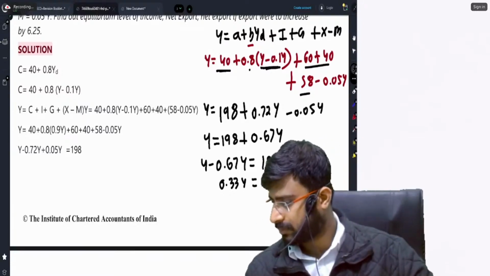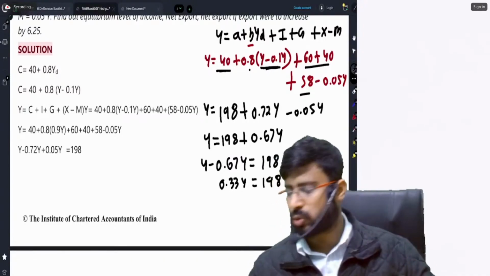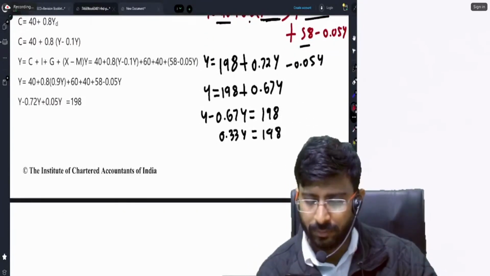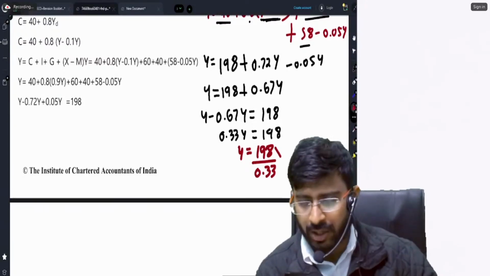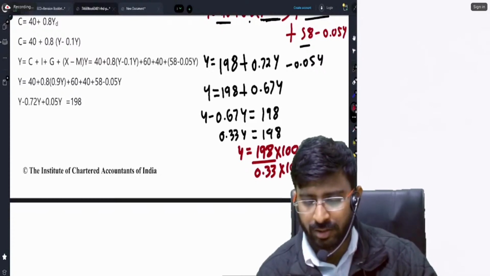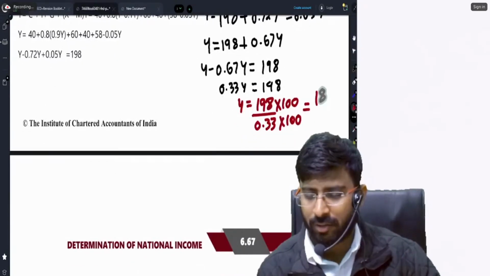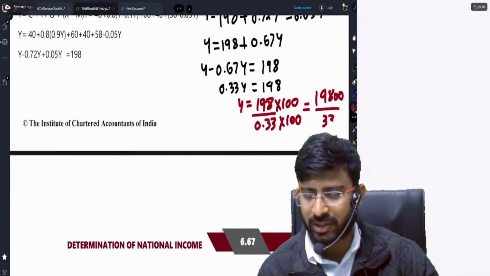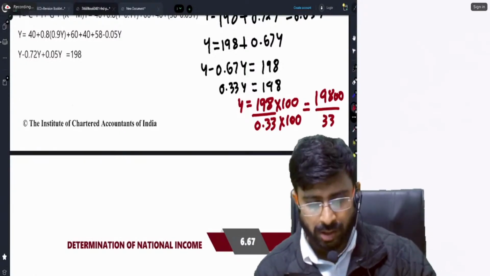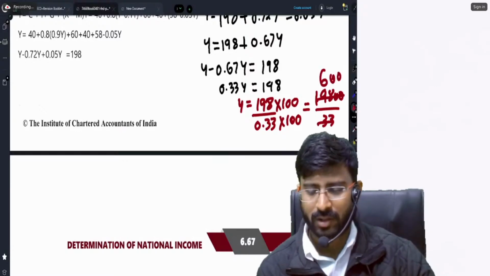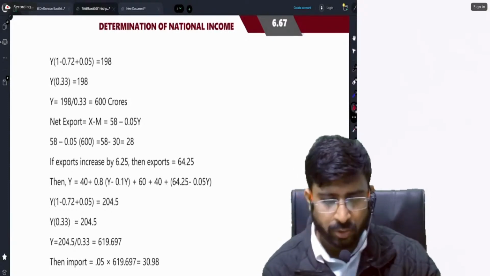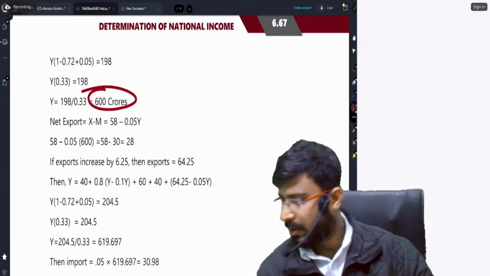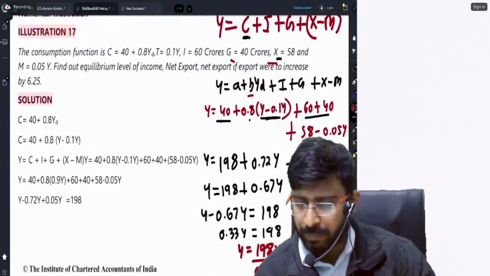Great. So dear students, what I tell you now is y equals to 198 by 0.33. Now if you multiply 100 here and 100 here, it becomes 198,000 by 33. That is 600. So 600 is the correct answer, first of all. Very good. Congratulations, everybody. First part is correct.